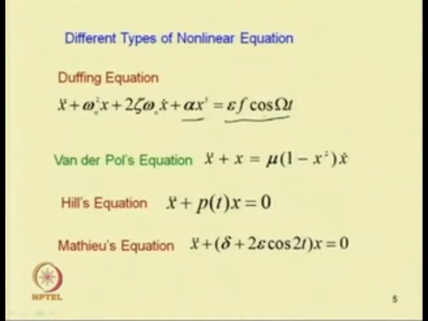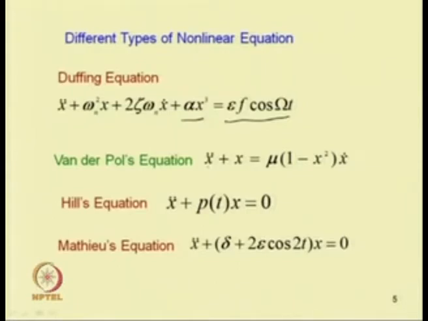Also, this forcing term can be considered as a strong forcing, in which this epsilon will be of the order of 1, or it can be a weak nonlinear system or weak forcing system, in which the forcing is of the order of epsilon. Similarly, in the case of the van der Pol equation, we can have an equation of this type: x double dot plus x equals mu into 1 minus x square into x dot.